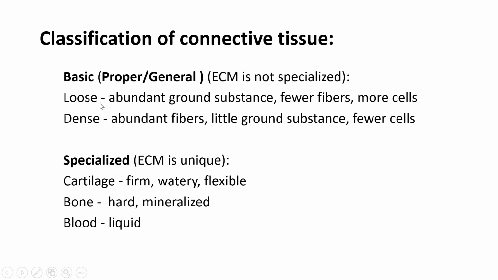So if I go back now to the basic, I see we have two different varieties, loose versus dense. The difference between these is that dense connective tissue has an abundance of fibers at the expense of the ground substance and cells. So the predominant component in dense connective tissue is going to be the fibers. Loose connective tissue, we're going to see lots of ground substance, we're going to have fewer fibers, and we're going to have more cells and more variety of cells. And we'll see examples of these. The specialized connective tissues you know as cartilage, bone, and blood. We are not going to look at blood, but we're going to take a look at cartilage and bone.